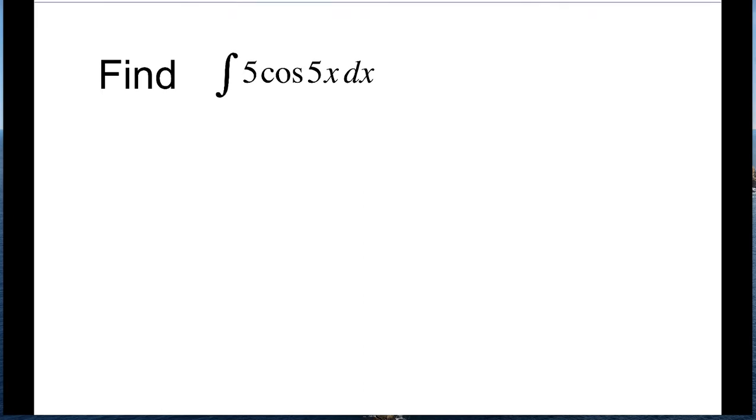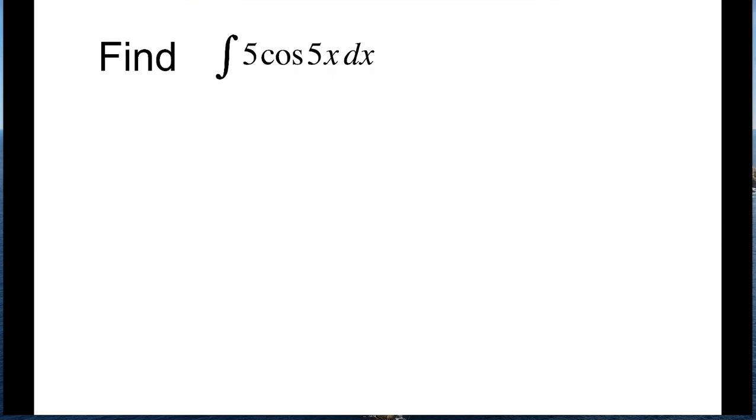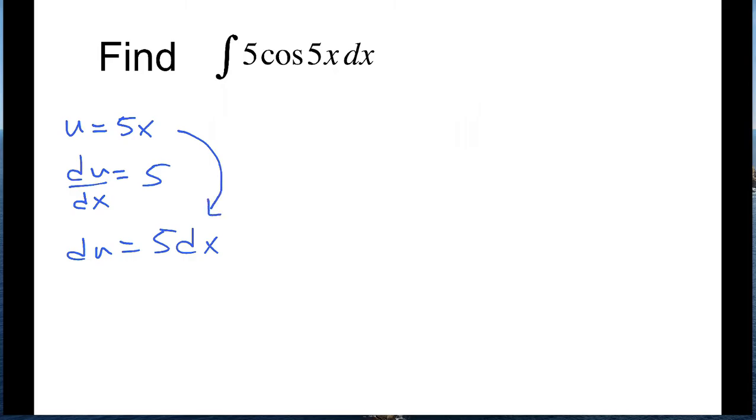So we're going to do a bunch of different examples, and I'm probably going to run through them relatively quickly. You can come back, and if you need more help, let me know. So if I make u equal to 5x, du over dx would be 5, so du is equal to 5 dx. Now we're going to jump right from this step to this step on the next one, so we're not going to do that intermediate step next time.